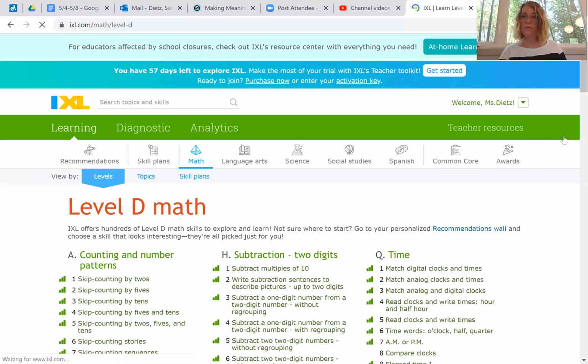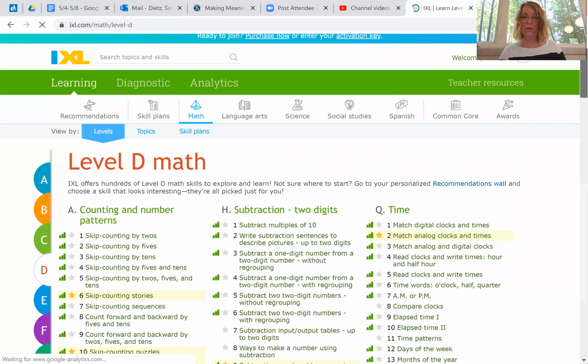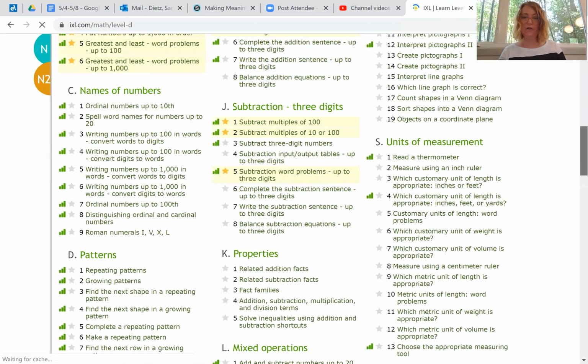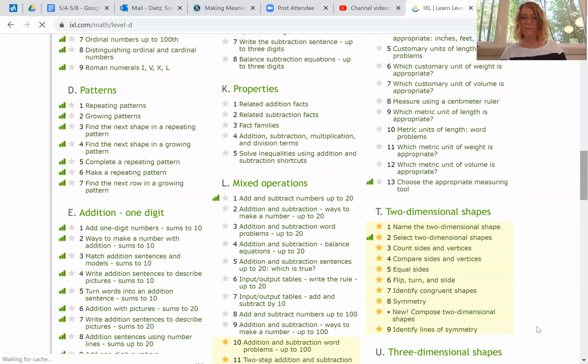and then scroll down a ways until you get to section T. Here it is right here. See this, all the yellow stars? Two-dimensional shapes. That's what we're talking about. We're talking about 2D shapes, and we're talking about all of their attributes. So all of these sections I want you to do this week.